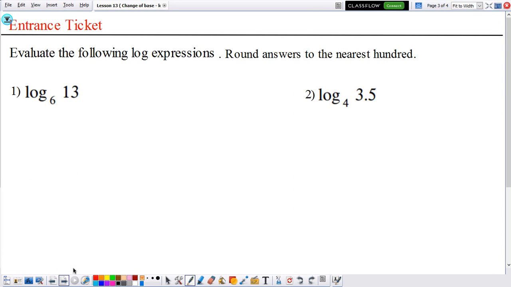So here's your entrance ticket. Just evaluate the following.